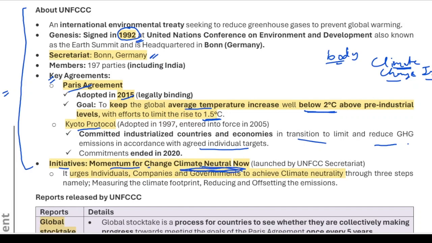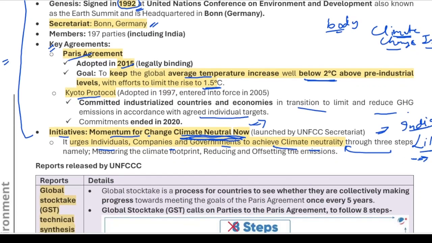This question has already been asked in UPSC. Climate Neutral Now, whose initiative is this? UNFCCC. Okay. So what is it? It urges individuals, companies and governments to achieve climate neutrality. In India, just for new information, India has also started the LiFE movement, Lifestyle for Environment. The concept is nearly about this only. The LiFE campaign also appeals to people to live a lifestyle which is climate neutral. Okay, so this is all about UNFCCC.